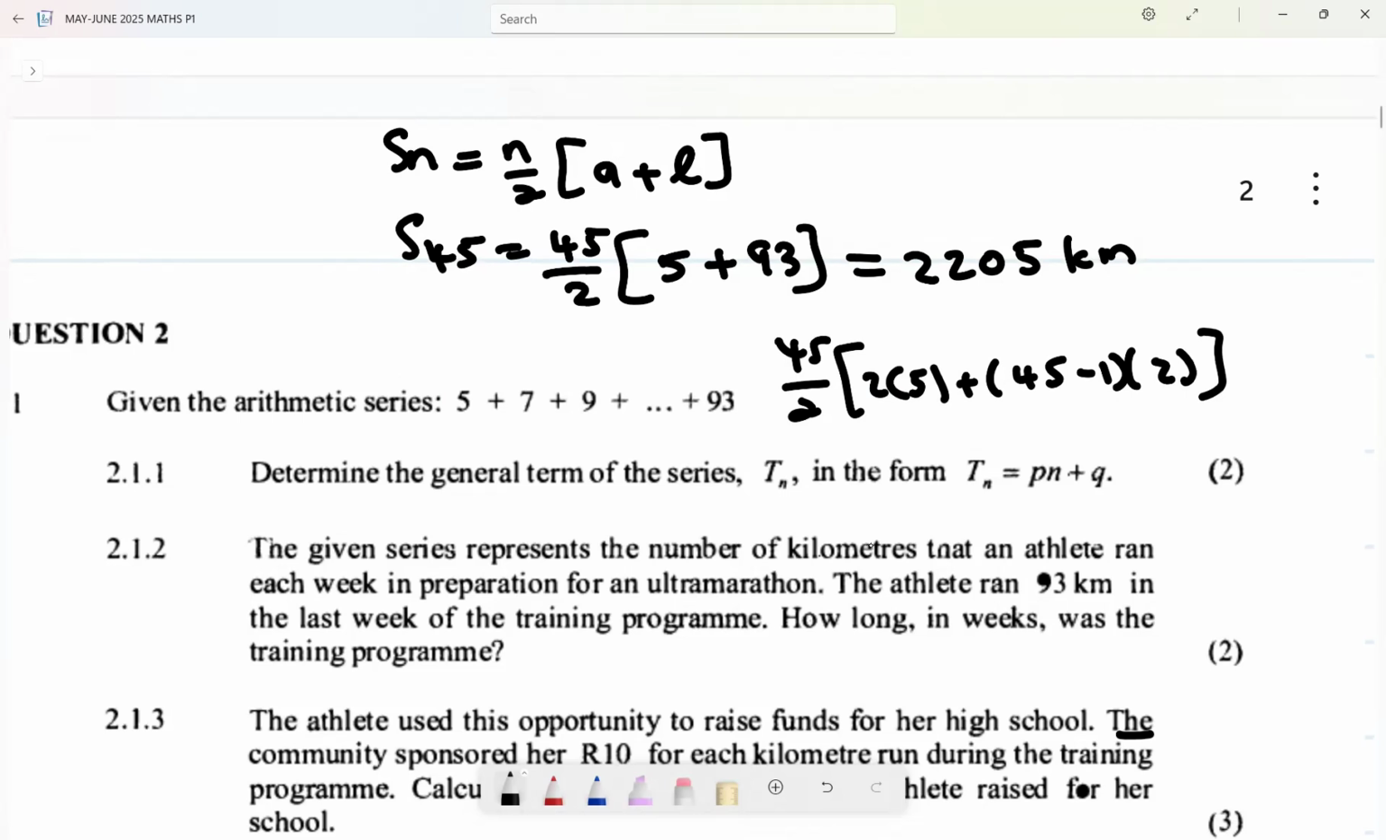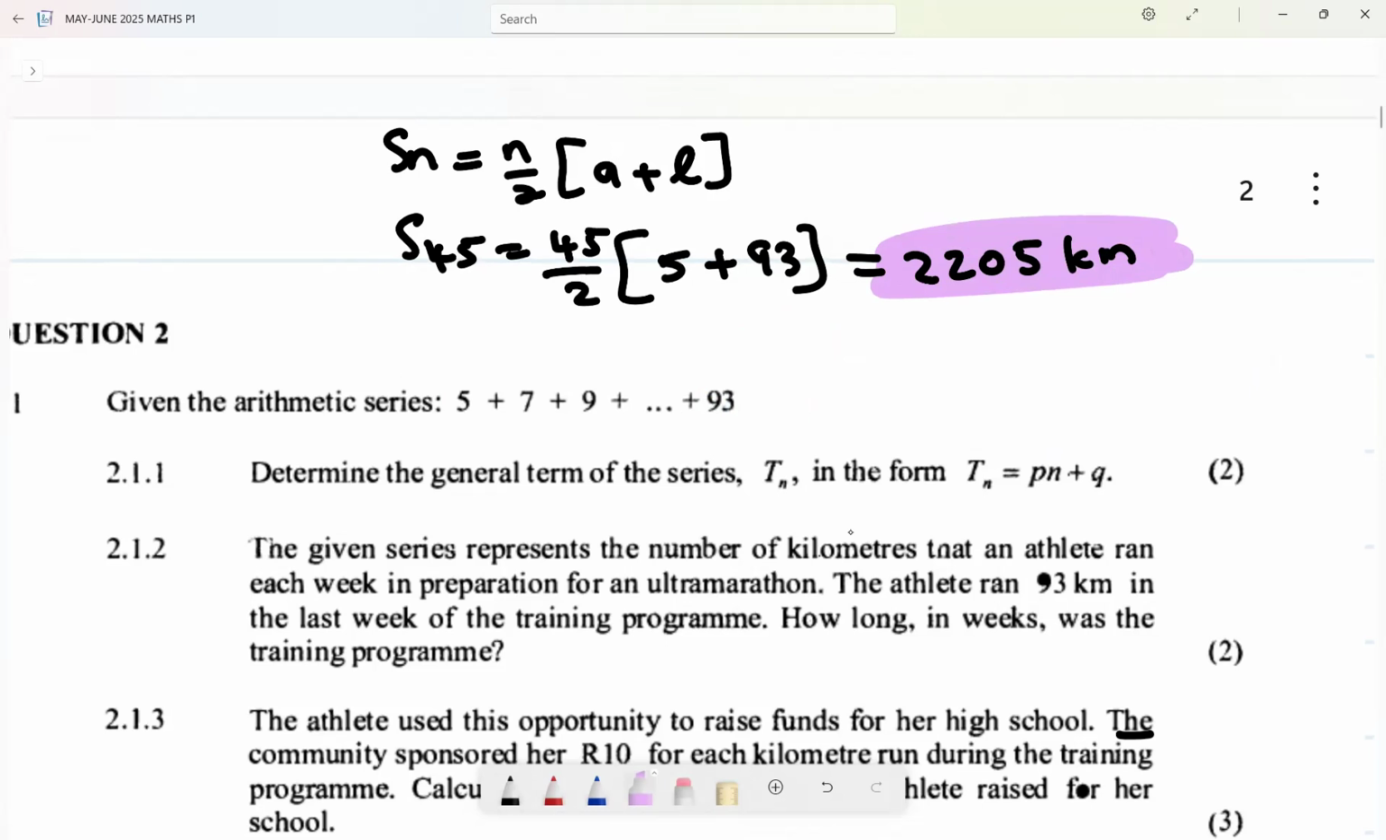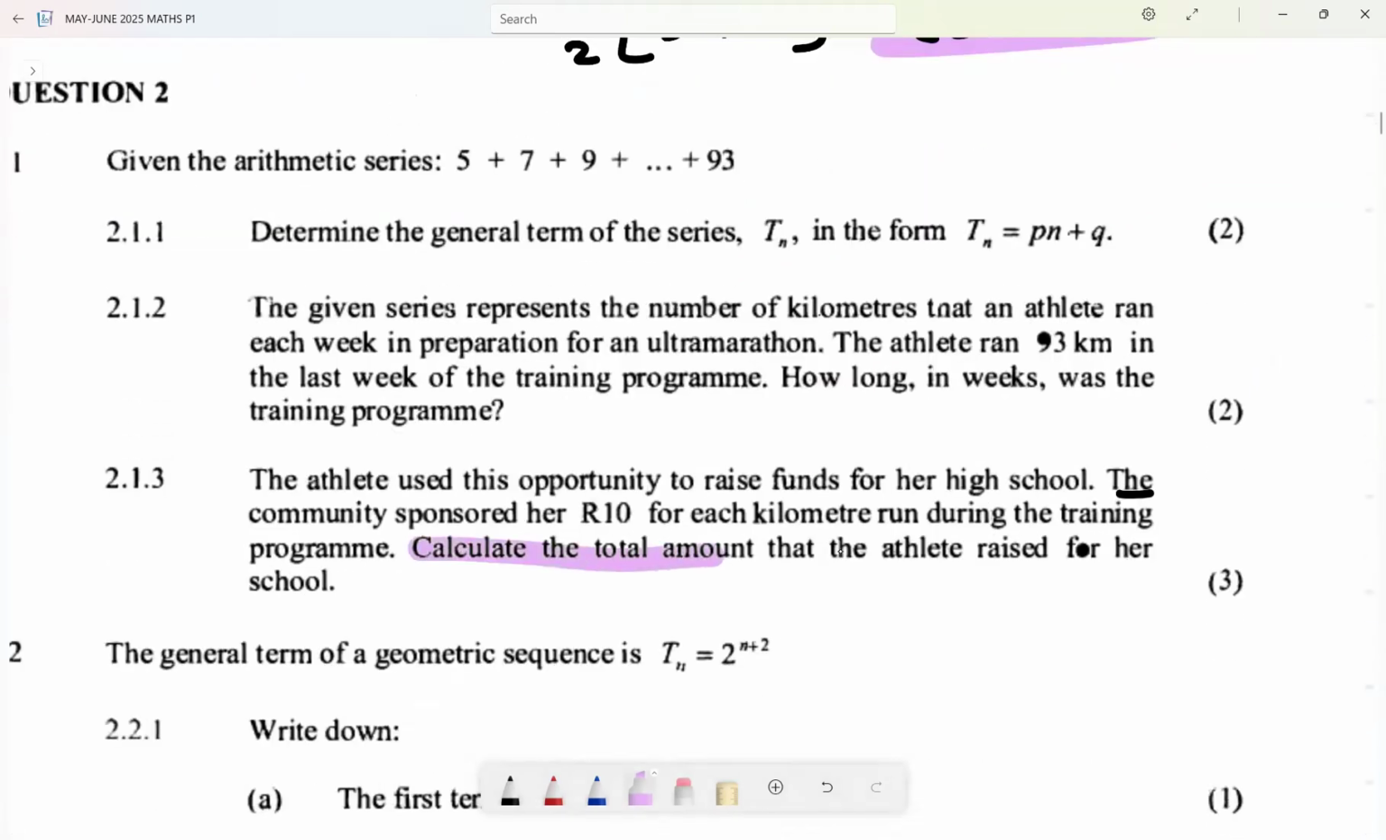Let's confirm if it gives us the same answer now. 10 plus 4488. It actually gives us the same answer, guys. So yeah, you can use that one. But now the focus is not about how many kilometers. We want to know how to calculate the total amount that the athlete raised for the school.